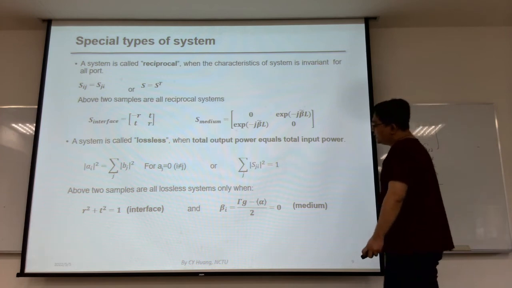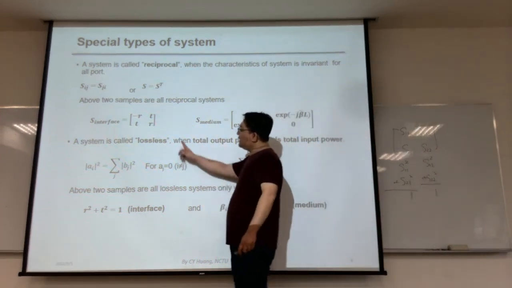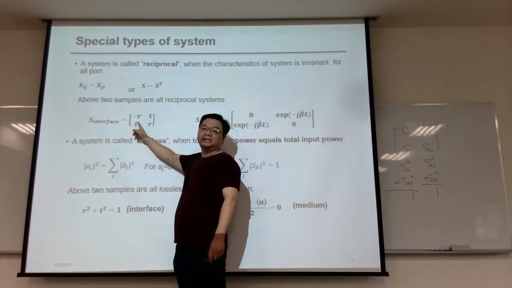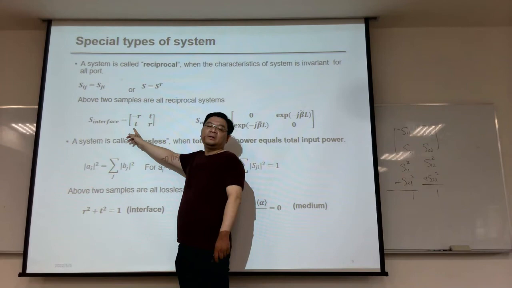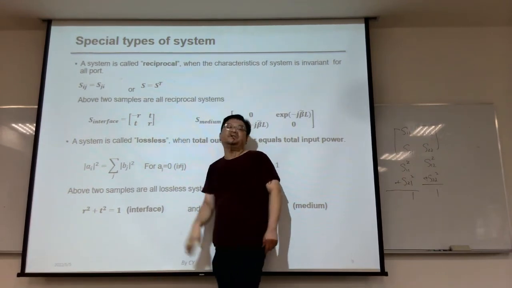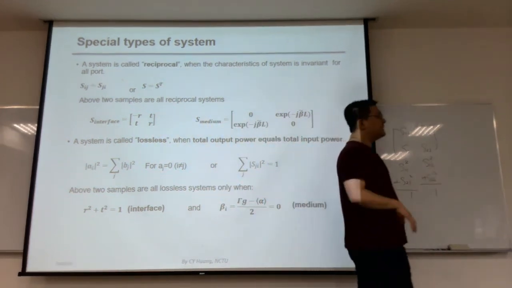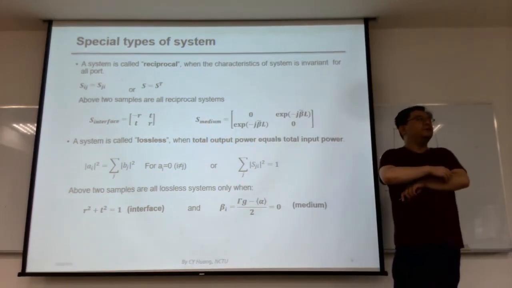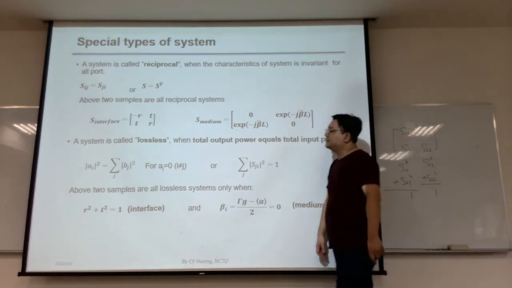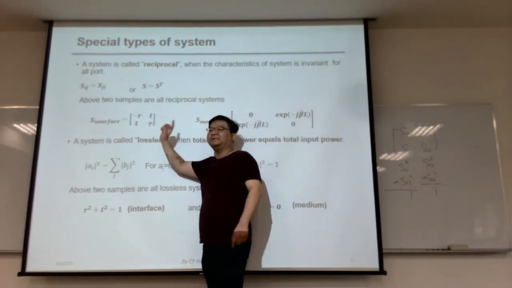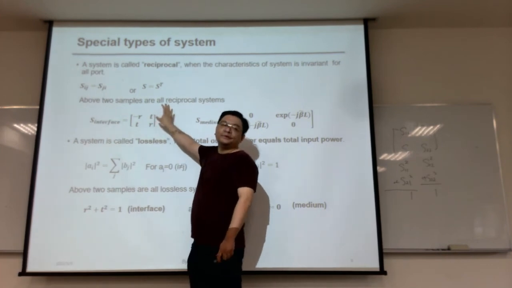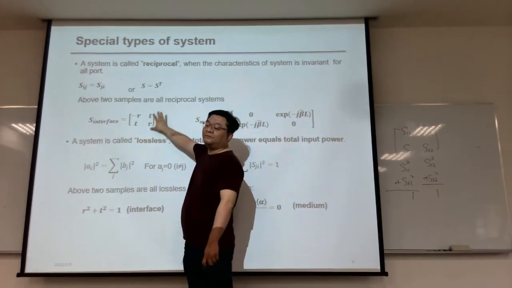Okay, so does this hold? If an interface is lossless, which means R squared plus T squared needs to be 1. Most of the cases, yes, but sometimes, for example, your interface has some roughness, or your interface has some absorbing region or absorbing defect. So it is possibly not equal to 1. So the interface is not necessarily lossless.